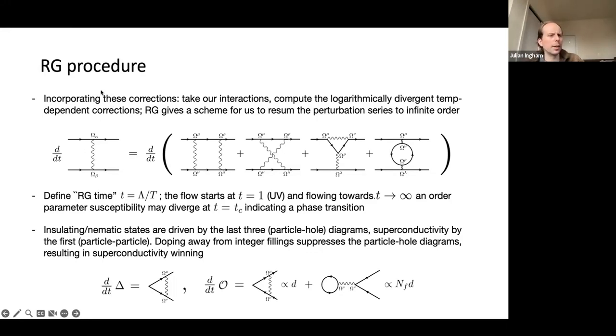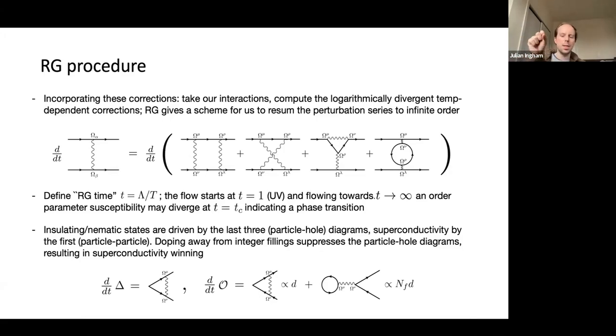It drives superconductivity. The internal lines are forced to have opposite momentum. And so this is always logarithmically divergent. These latter three diagrams, the particle hole diagrams, are only logarithmically divergent when we have our quadratic dispersion and when the energy of our particle and hole states are opposite to each other.